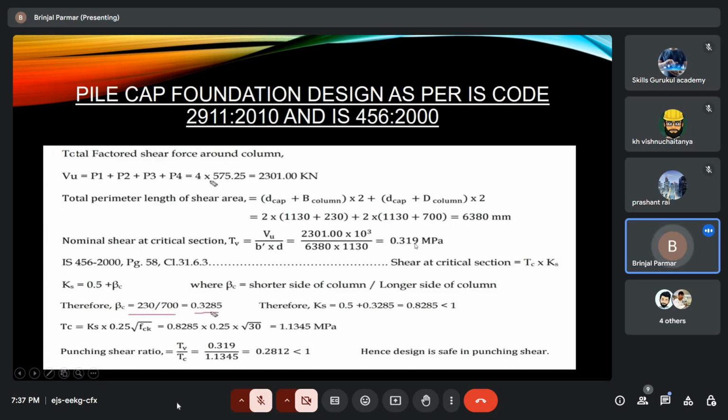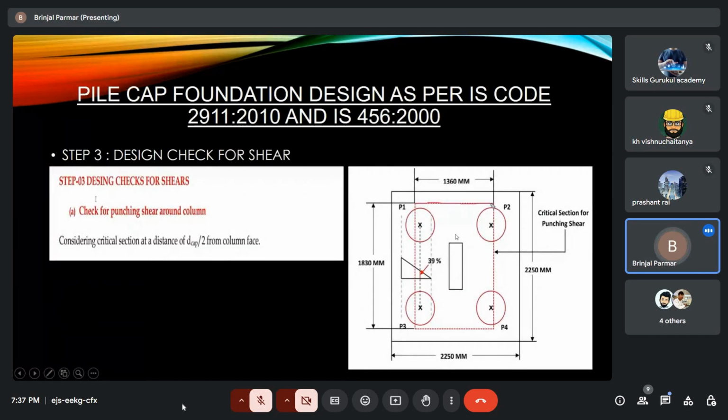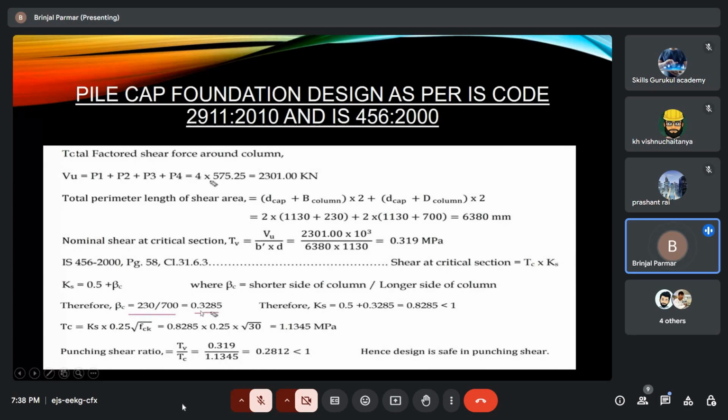So we find TV 0.319 MPa. IS 456:2000, page number 58, clause 31.6.3. Shear at critical section is equal to TC into KS. KS formula is 0.5 plus beta C, where beta C is the shorter side of the column divided by the longer side of the column. Therefore, beta C is 230 by 700 mm. So we get 0.3285. Therefore, KS is 0.5 plus 0.3285, which is less than 1.